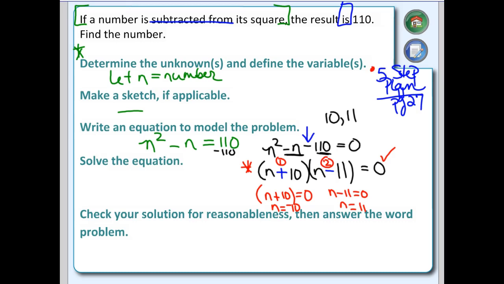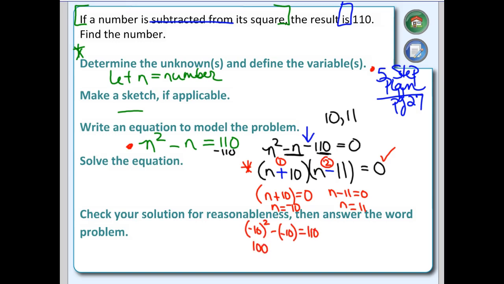Now, you've got to remember, what is the last step of the 5-step plan? Yes, you've got to make sure you check. So how do we check? Well, we plug those numbers back in. If I use the original equation and I plug back in negative 10, we've got negative 10 squared minus negative 10 equals 110. Well, negative 10 squared is 100.